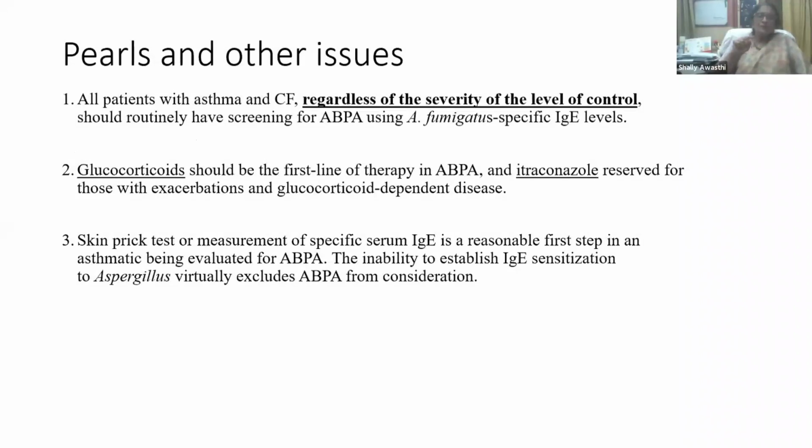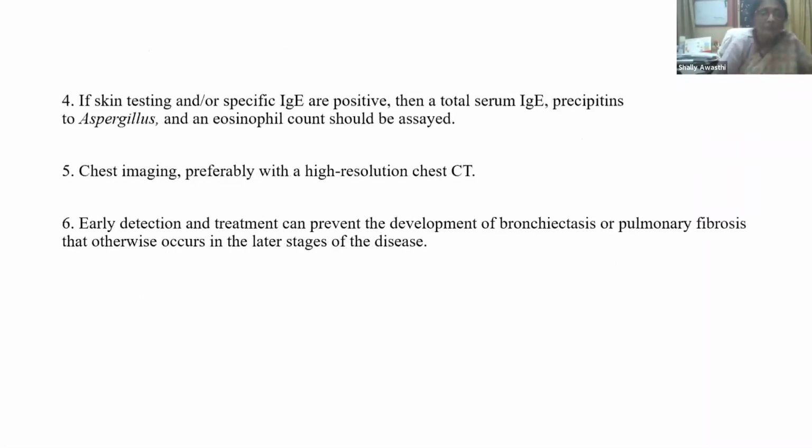A few pearls. All patients with asthma and cystic fibrosis, regardless of severity or level of control, should have routine screening for ABPA using AF specific IgE levels. Remember that, because all are treating asthma, some are treating CF. Glucocorticoids should be the first line of therapy. Itraconazole is reserved for those with exacerbations and glucocorticoid dependent disease. Skin prick test or measurement of specific IgE is a reasonable first step in patients being evaluated for ABPA. And inability to establish IgE sensitization to Aspergillus virtually excludes ABPA from consideration.